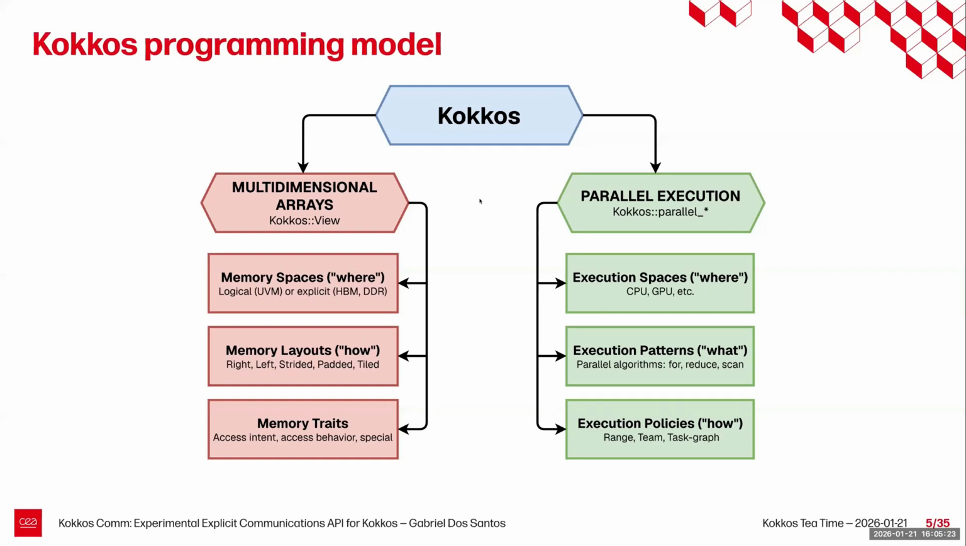The other part of Kokkos is its parallel execution model, which allows us to describe where the execution is happening. So that's the execution spaces. Then we have execution patterns. What are we actually executing? That's the main primitive that Kokkos provides, which are the parallel for, parallel reduce, and parallel scan primitives. And then finally, we have execution policies, which describe how we are going to run that computation.